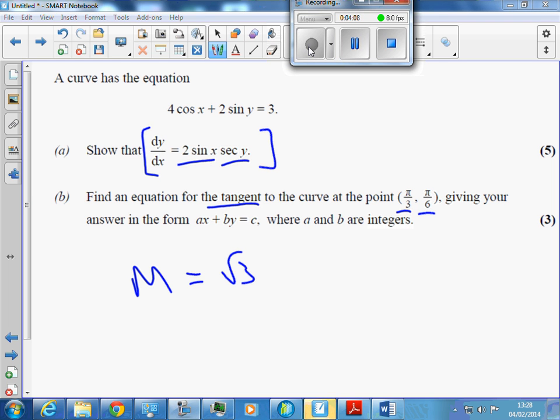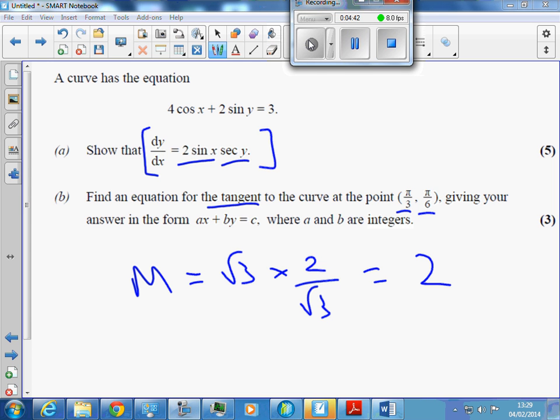Sec of pi by 6, again, you just times that. Cos of pi by 6 is root 3 over 2, but I'm timesing by sec, so it's timesing by 2 over root 3, because sec is the reciprocal. If you're stuck, you should be able to do this on your calculator. And the gradient is equal to 2.